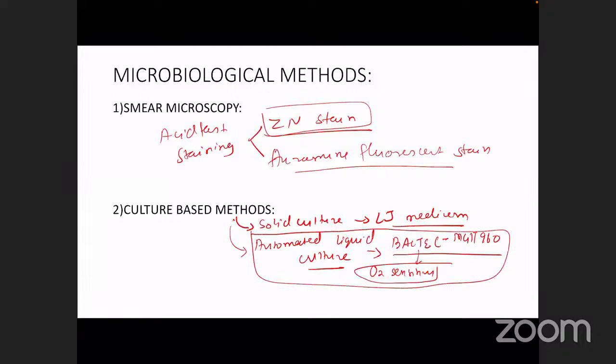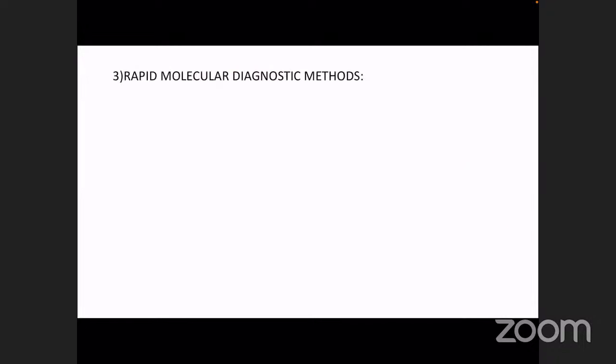Obviously, you have other liquid cultures like BacT/Alert. You have even Versatrek. So other methods are available in the private setup and other setups, but frequently in the government setup, you have only this method among the liquid cultures, that is Bactec MGIT 960. Now, I hope you all know we are currently discussing the diagnosis of tuberculosis, not of drug-resistant TB. For DRTB, I will be discussing separately.